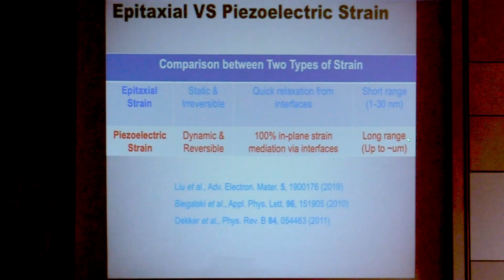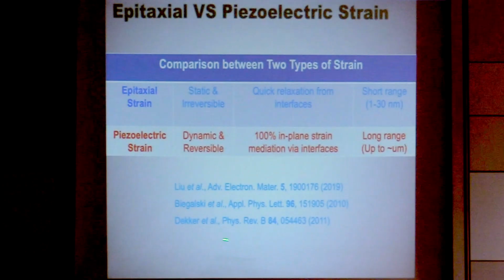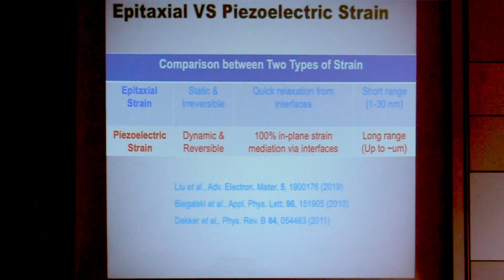And the other thing is that it is long range. It can reach up to micrometers. For example, in this experimental work from this group, they found that even if you grow a superlattice consisting of 100 interfaces, the surface of the superlattice has completely the same strain as the interface when you apply an electric field to the piezoelectric substrate.